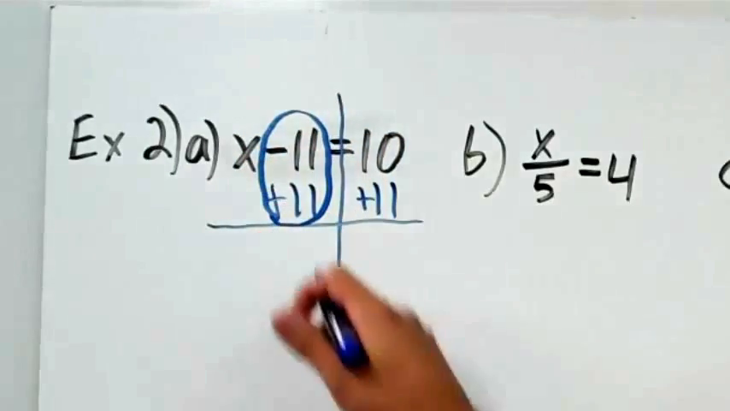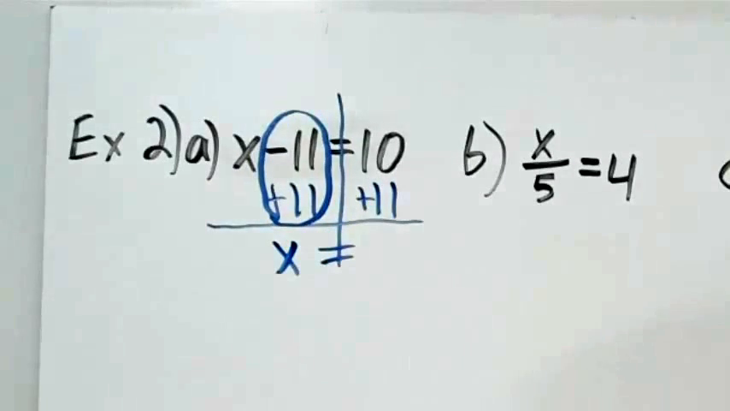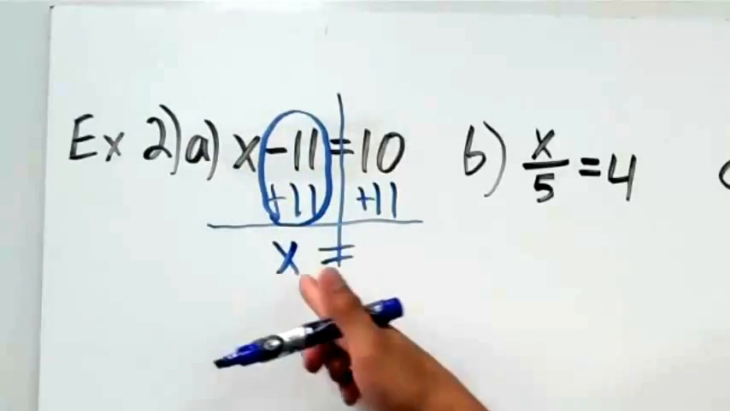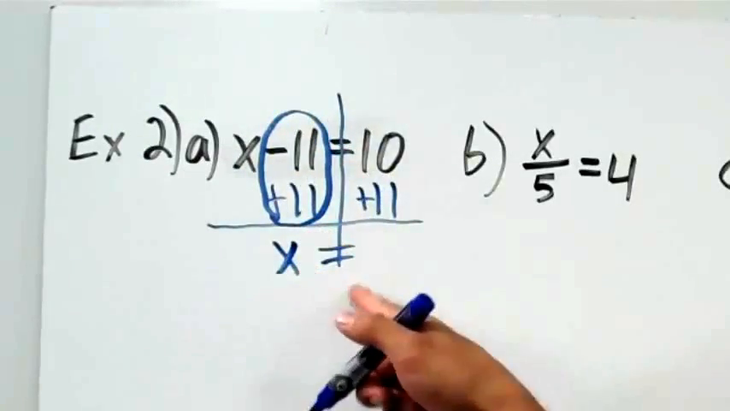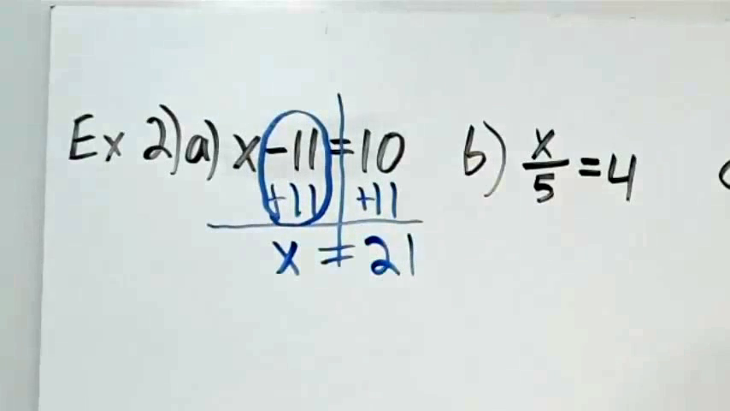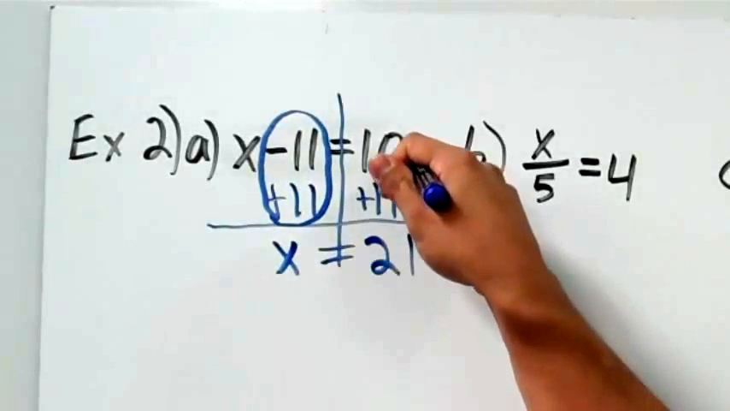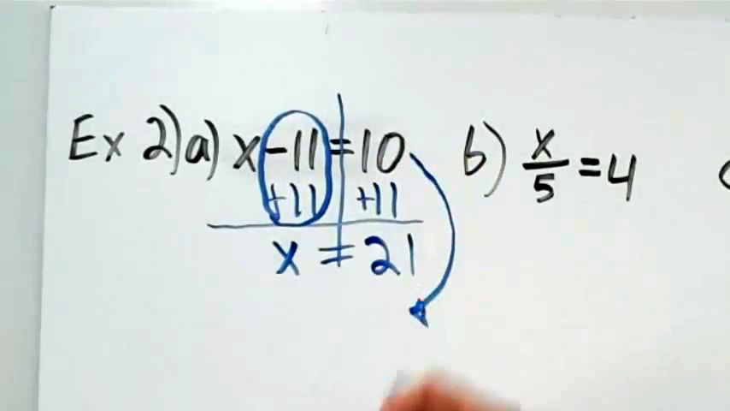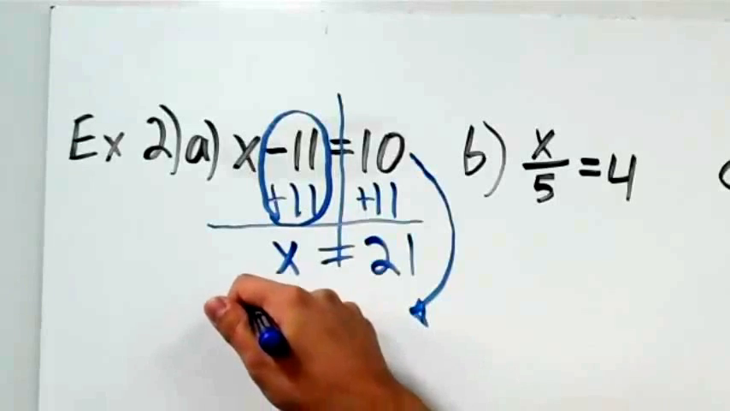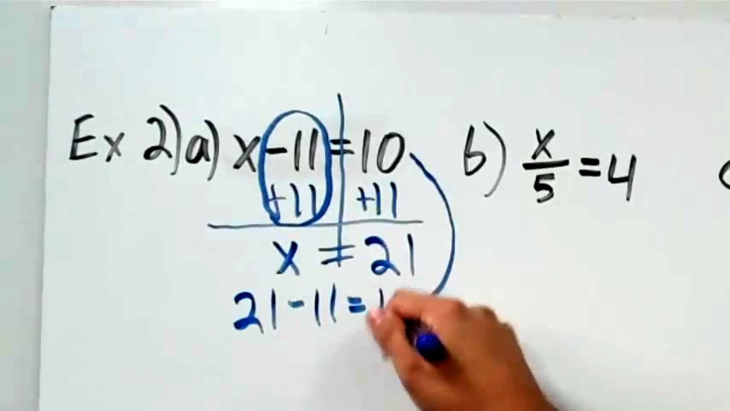Whenever I add or subtract, I want to get a 0. Whenever I multiply or divide, I want to get a 1, okay, in order to clear it out, and I'll show you that later. But there I get x equals, and these are like terms. I add them, I get 21, okay? And what I want you doing is I want you checking your work. So what we're going to do is we're going to plug this number back into our original equation, okay? So I get 21 minus 11 equals 10.